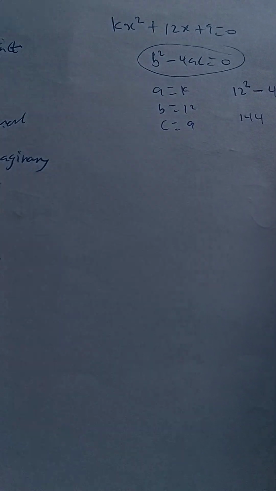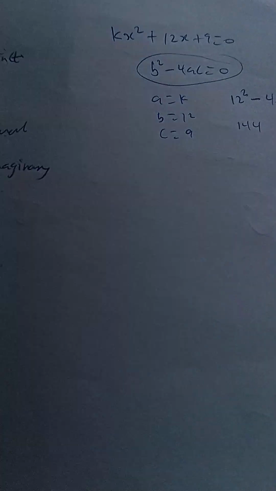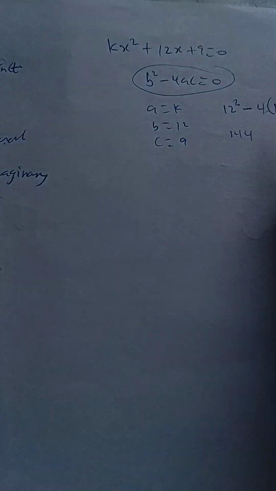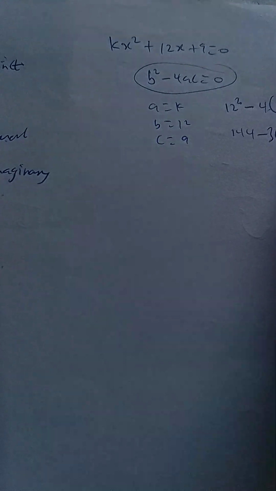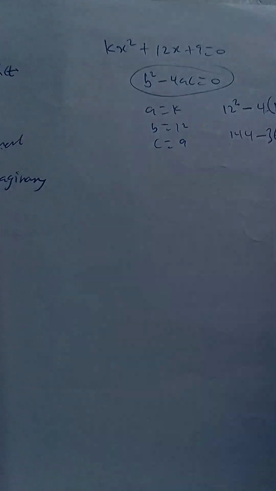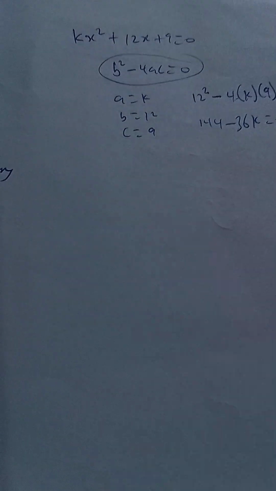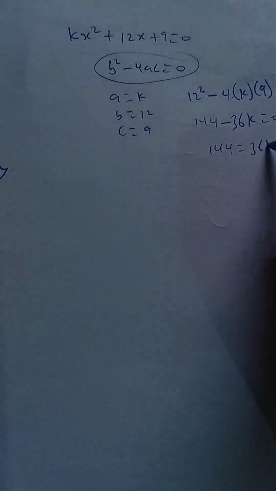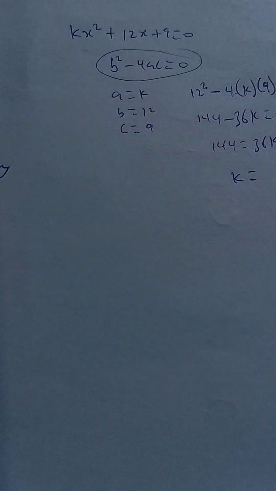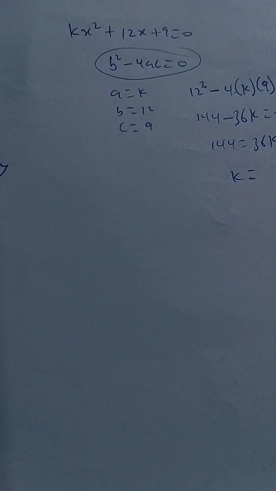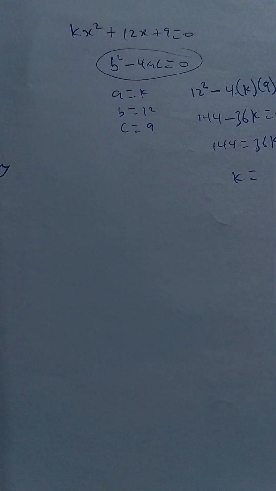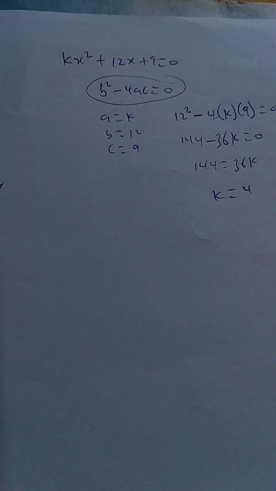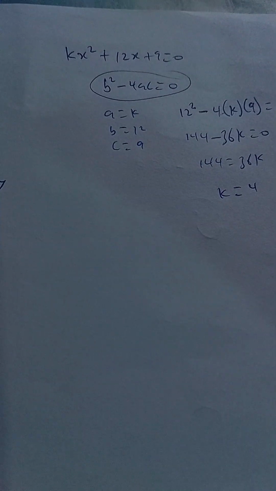So 144, 4 times 9 is what? I've forgotten 4 times 9. Okay, let me use the calculator. Well, I think I remember now. 36. So minus 36k equals 0. So 144 equals 36k. So we are going to divide 144 by 36. What do we get? We get 4. So we've gotten the value of k for which this quadratic equation has equal roots.